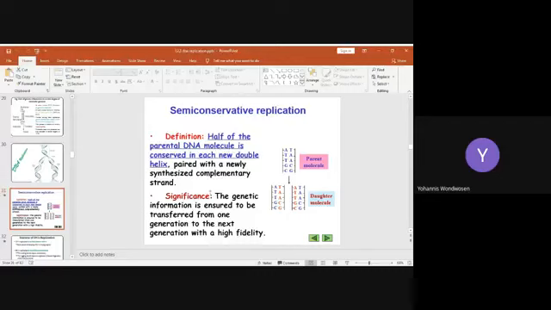When you see the significance, the genetic information is ensured to be transferred from one generation to the next generation with high fidelity because of the semi-conservative replication process nature of the DNA structure.